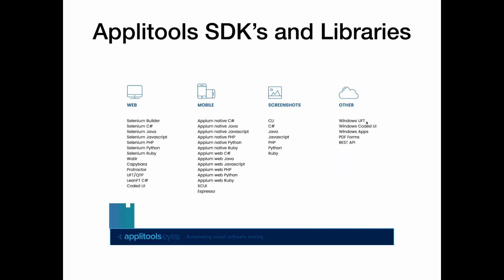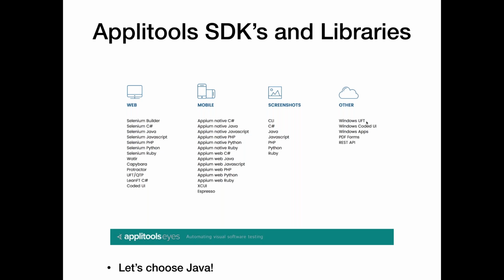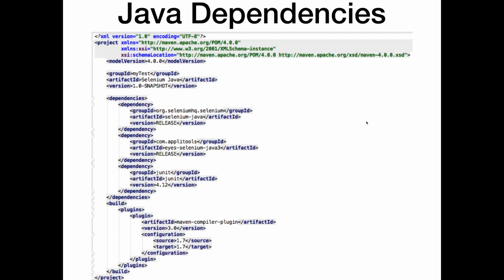At Applitools, we have many different SDKs and libraries to get you started. As you can see, we have Selenium for all the different languages that are supported. We support Watir, Capybara, Coded UI, and then with Appium, of course, all the different languages. So let's go ahead and choose Java. It's very simple. All you have to do, in your POM file of Java, is import our eyes-selenium-java3 library, then build your Maven file.